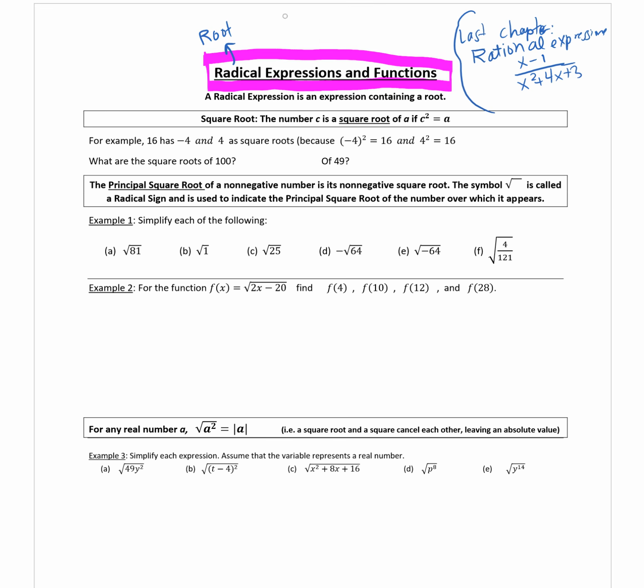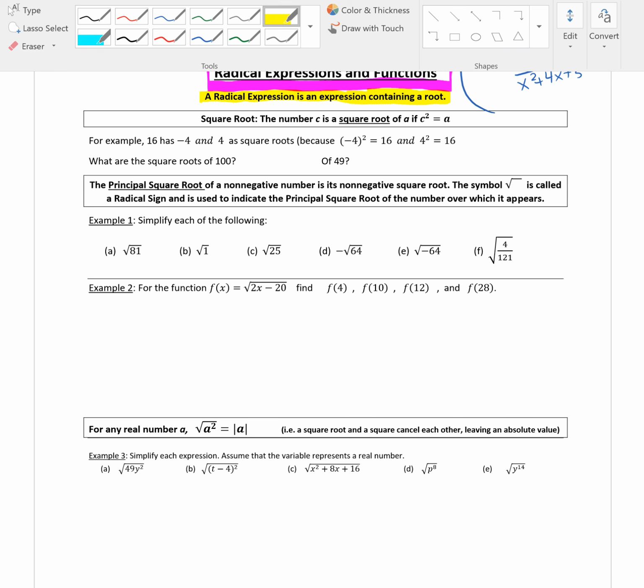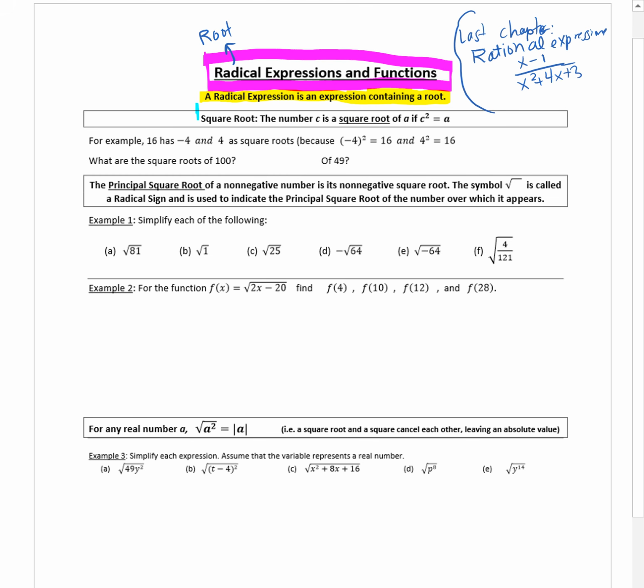Alright, so let's see. The next thing is just the definition. We've already kind of talked about this. A radical expression is an expression containing a root. It could have a square root or a cube root or a fourth root. We'll see those soon. But just keep that in mind: you see radical, that means some kind of root is involved. The first thing is we'll look at square roots specifically. We'll see the other kinds of roots later.